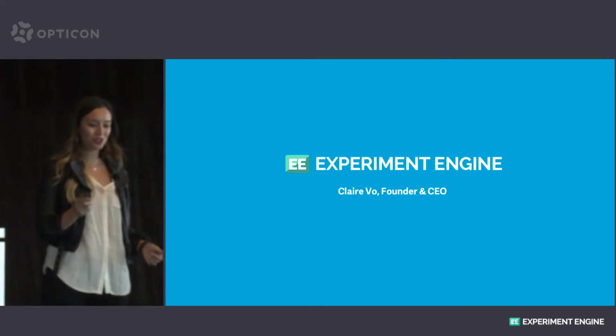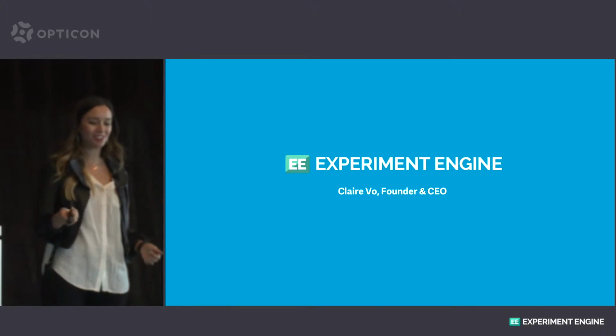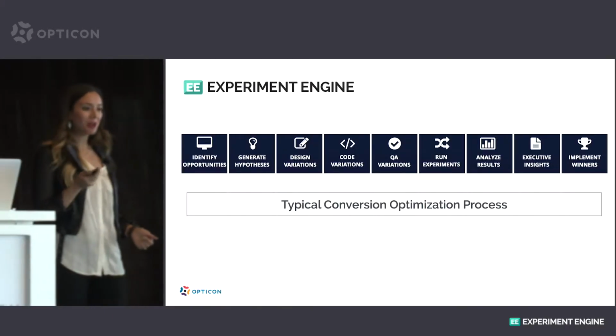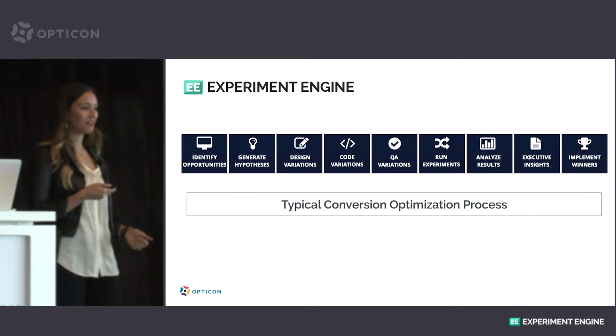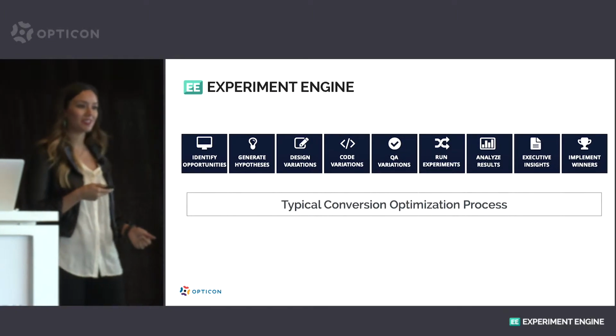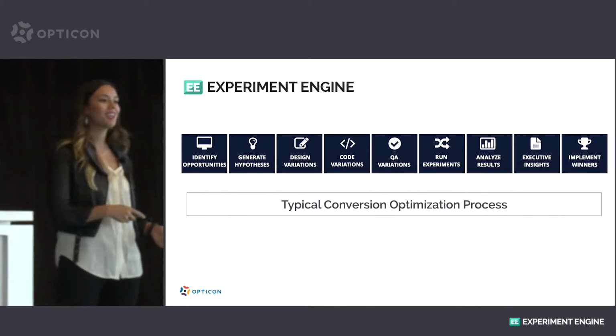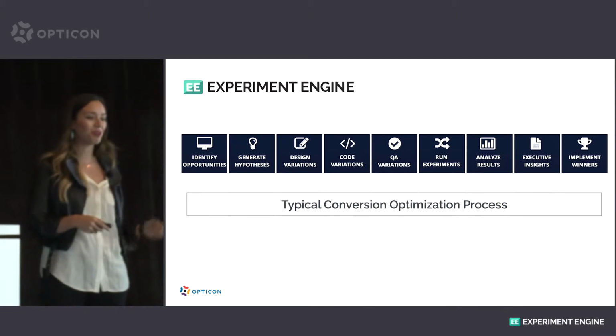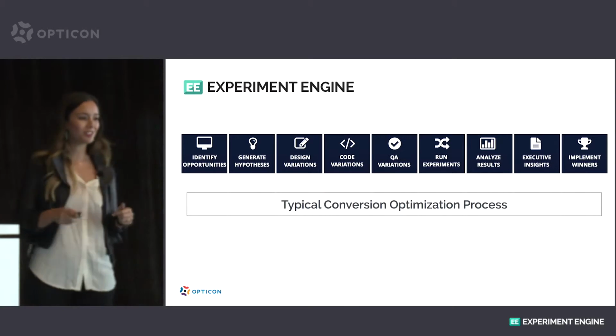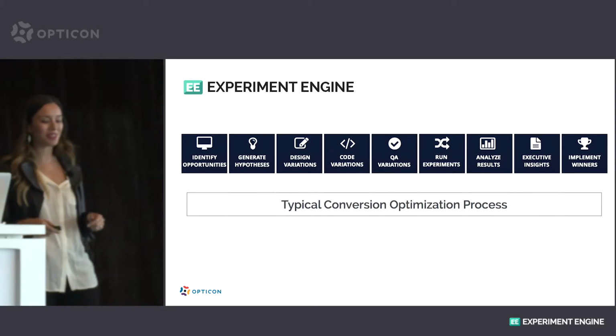I'm very excited to show you guys a little bit more about Experiment Engine. So I don't know how many people are familiar with the process of conversion optimization looking something like this. I know we all like to claim that it's a circle, and we get from that implement winners right back to the beginning of the testing cycle right away. But I'm going to be honest and show that there's a little bit of time lag between that.